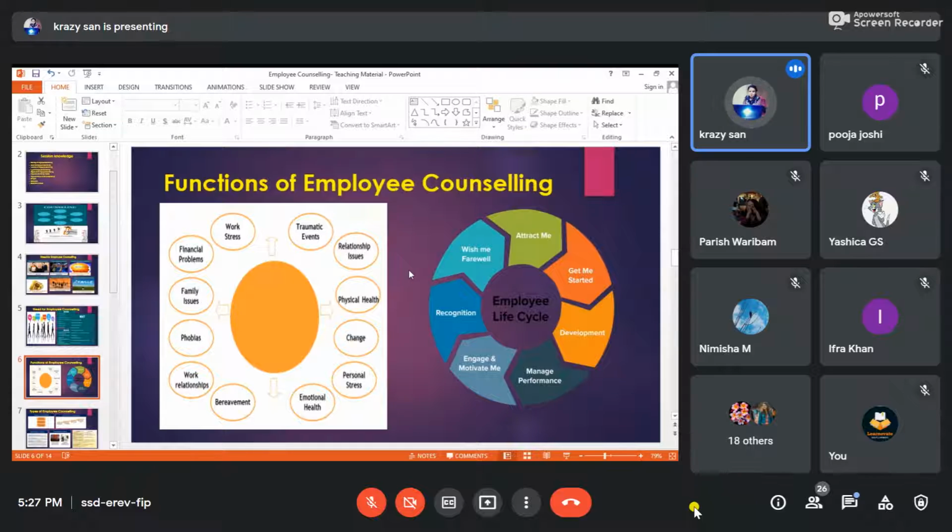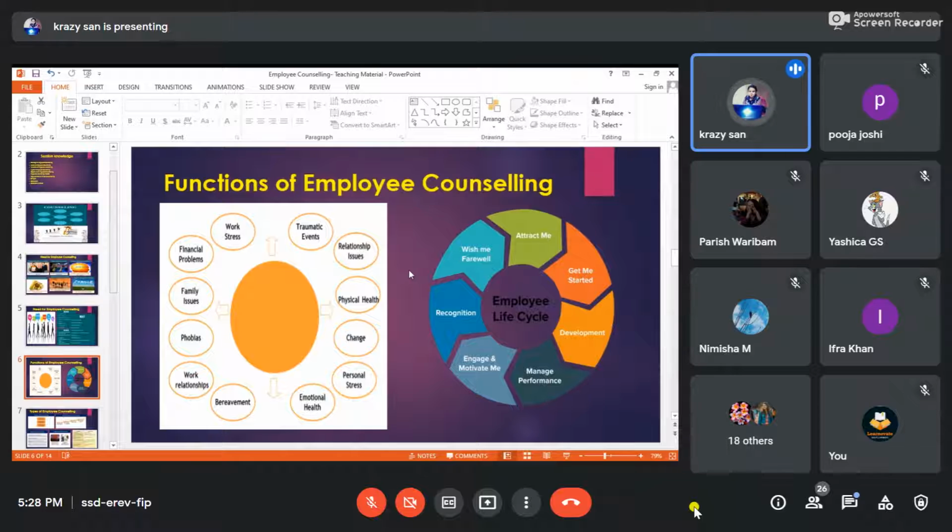So this is the life cycle of an employee. Now, what are the functions of employee counseling? There are many sectors because of these problems, right? You need to help an employee get out of these. You don't want your employees to be in traumatic events. You want to help them solve their relationship issues very properly.